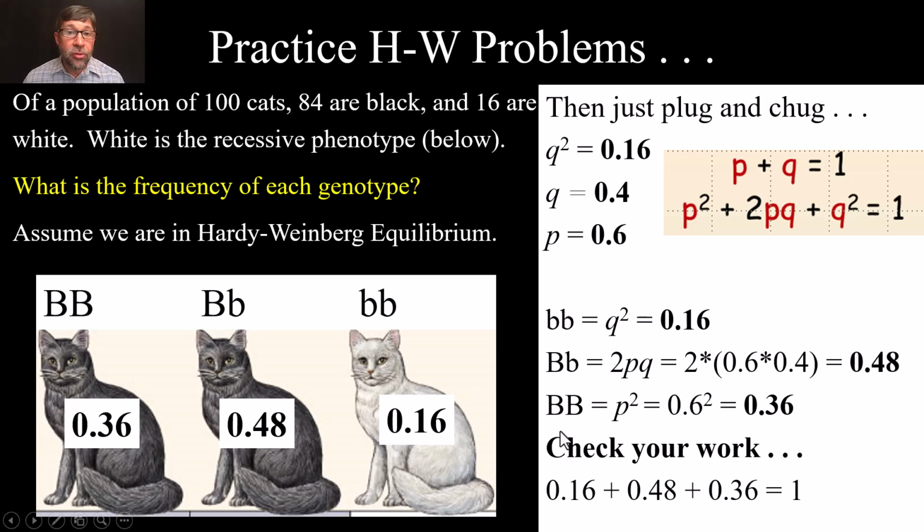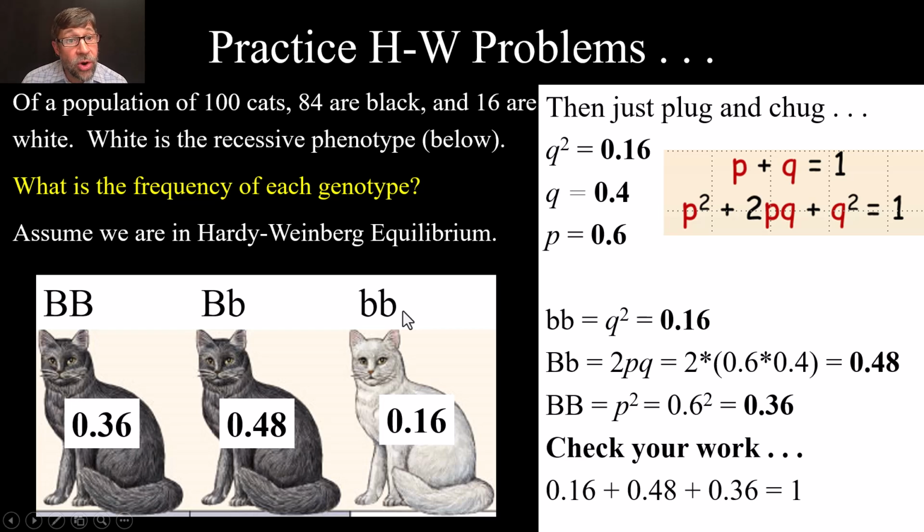In order to solve for the homozygous dominance, again, we go back to those equilibrium equations. We know that the frequency for homozygous dominant is P squared. So you're going to do 0.6 times 0.6, which equals 0.36. And I have now solved for the frequency of each of my genotypes.